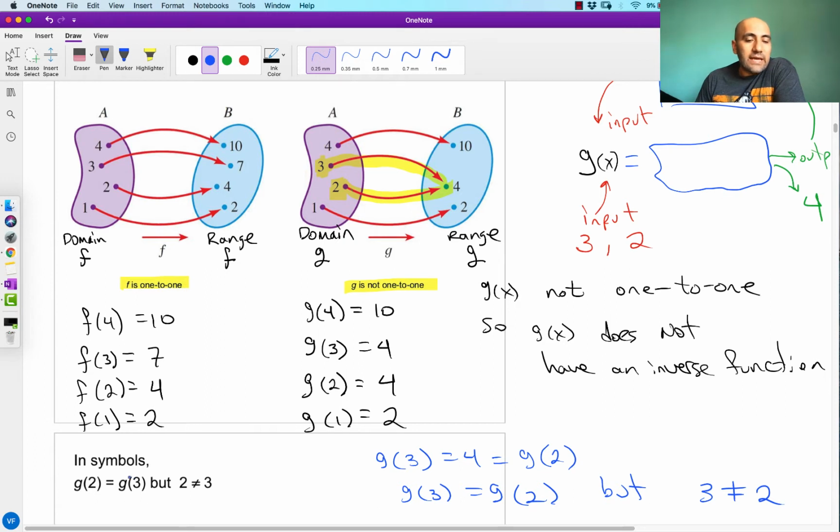Notice that we didn't actually identify the 4. We're just saying that they equal each other. They are both mapping to the same spot in the range, and yet they're not equal to each other, therefore not one-to-one, right? So this is how we can point out that we have a problem, and therefore g of x is not one-to-one. So we conclude thus, g of x is not one-to-one.